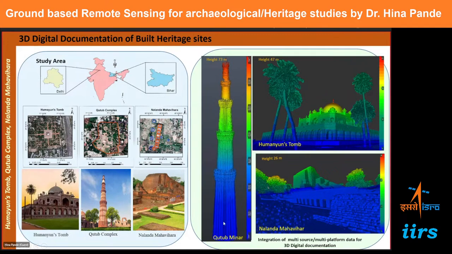This is the kind of data that we can get. Here again, we used both close range photogrammetry and terrestrial laser scanners, and then integrated the point clouds to get the complete structure. This is Qutub Minar, this is Humayun's tomb, and this is Nalanda Mahavihar. That is how we were able to integrate data from multiple sources and multiple platforms. People can also add UAV data and do photogrammetric processing of that data and add it. We have not attempted it in this study, but that adds another perspective to this.